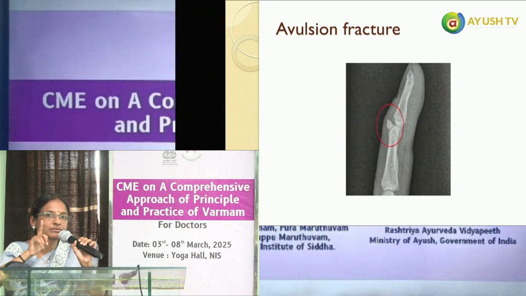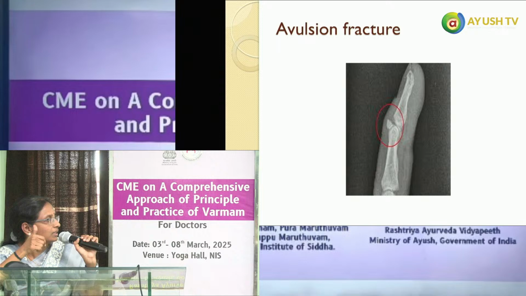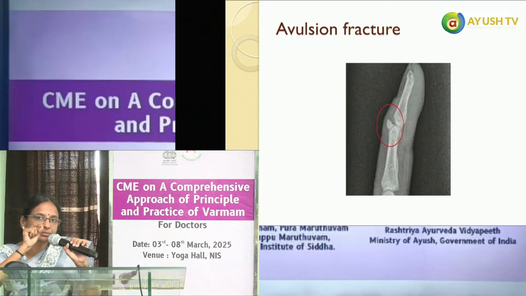See, this is an X-ray of a thumb finger. So on the proximal phalanx oda base la irundhu ஒரு small triangular piece of the bone வெளியில வந்துட்டு. So this is an example for an avulsion fracture.